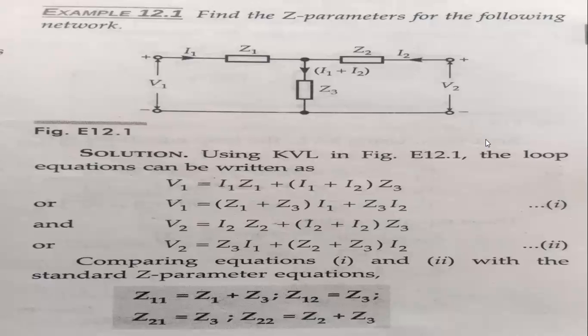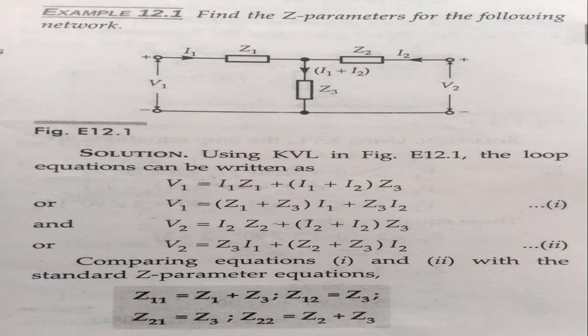So now, by comparing equations 1 and 2, that is V1 along with V2, how can I represent my Z parameters in terms of the equations mentioned? We know very well that in the two-port network we have four terms, that is Z11, Z12, Z21, and Z22.